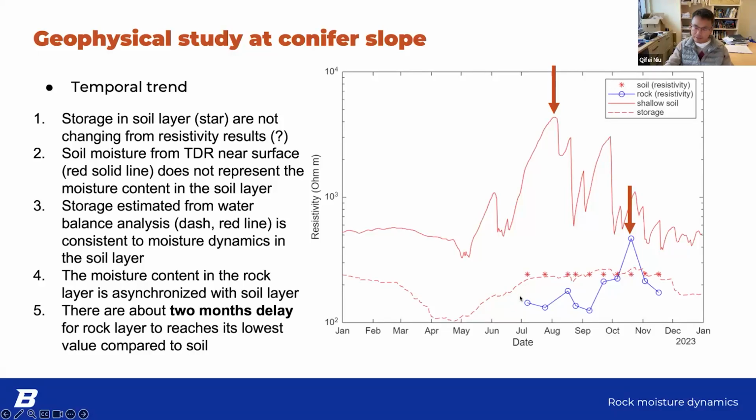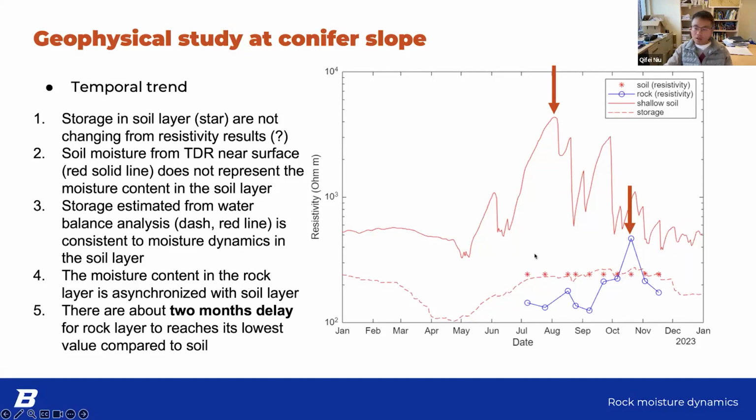What this tells us is that the water balance analysis for the site gives us an average moisture content that is consistent with what we observed in the response of the soil layer. For the rock layer, we don't have any data. The water balance analysis does not give us any indication of the trend at all. And the shallow subsurface soil moisture we measure from TDR does not represent the subsurface storage at all.